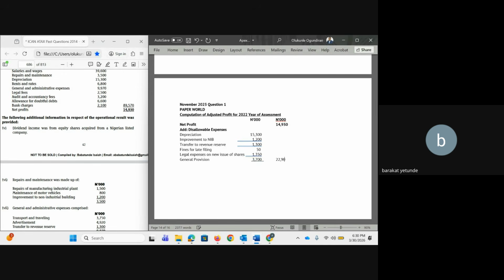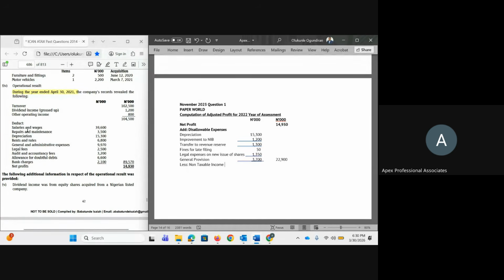22,900. So less non-taxable income, if you have any. Do you have any non-taxable income? We're told that dividend income was from, so dividend income is non-taxable. Dividend income is 1,200, right? Yes. What's the total amount? What's just the profit, everybody? 36,630. So at least I'm done with number one.